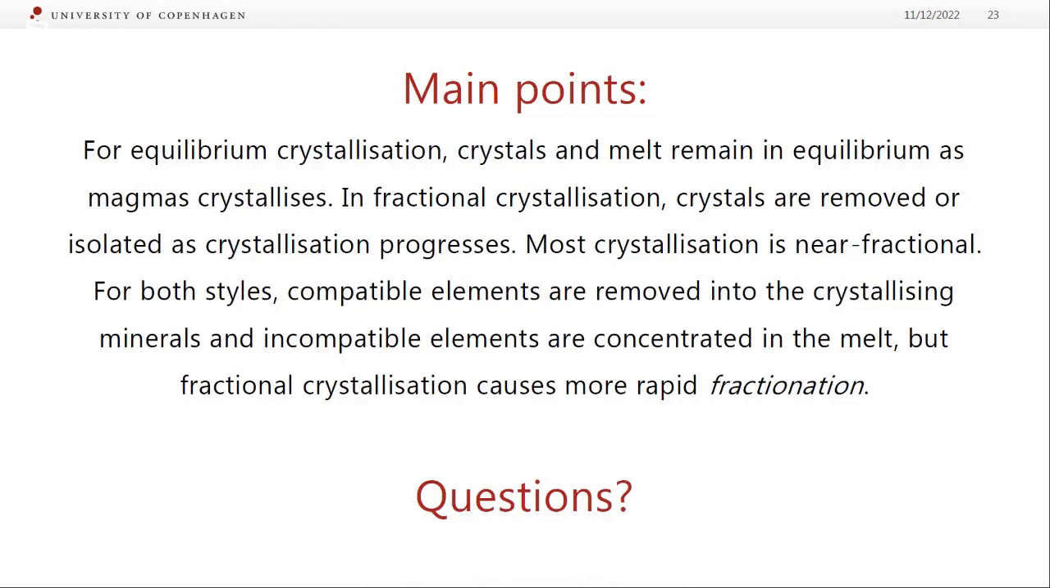All right. So equilibrium crystallization: the crystals and melt remain in equilibrium as the magma crystallizes. This is like most of the phase diagrams that we looked at. Fractional crystallization: we're either removing or isolating the crystals as soon as they form. In reality, most crystallization is near fractional. For both these styles, compatible elements are going into the minerals and incompatible elements are being concentrated in the melt, but fractional crystallization causes the more rapid changes. You'll sometimes see this described as fractionation. Fractionation is just any process that separates one element from another. All right. Any more questions on that?